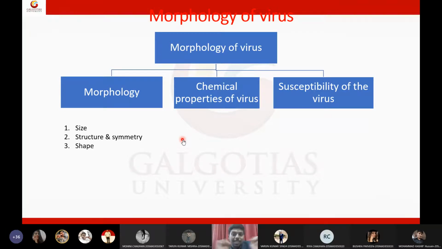And what about the types of symmetry? Helical, icosahedral, and complex. And what is an icosahedron? How many facets and corners are present in an icosahedron? Yes, 20 facets and 12 corners.